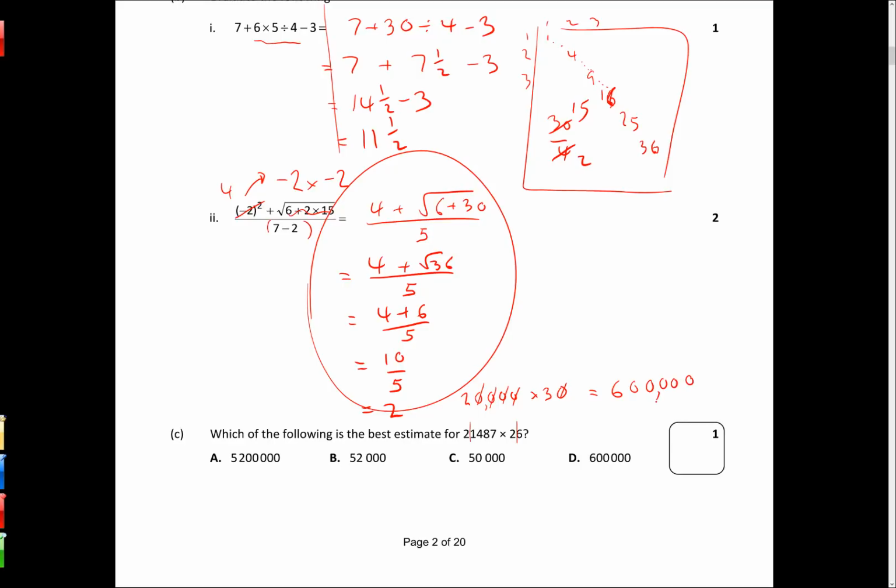Now that doesn't mean the answer I'm looking for must start with a 6. We're looking for the closest. What's the closest answer here to 600,000? Well, luckily enough, there is an actual 600,000. It's a long way away from 50,000 or 52,000. Long way away from 5.2 million. But even if this was a 5 or a 4, it still would have been closest. 600,000 is closer than any of these other way off numbers. Either way, it was D.